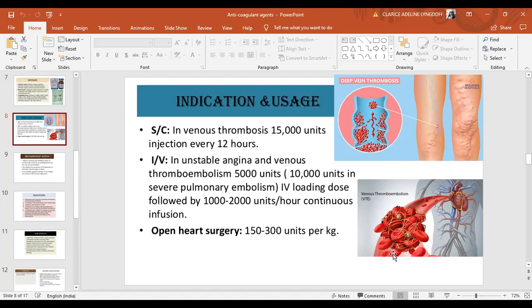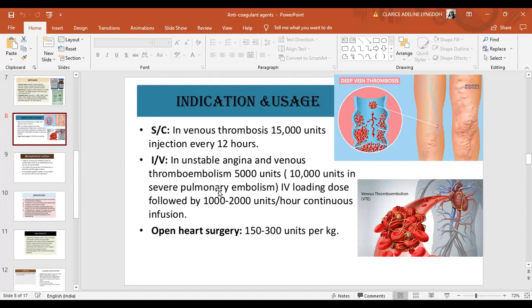This blood clot does not only stay in one place, it will travel, it will go here and there. So this is a very dangerous situation also. So we have to treat the blood clot. We have to break down the blood clot, by giving the anticoagulant.